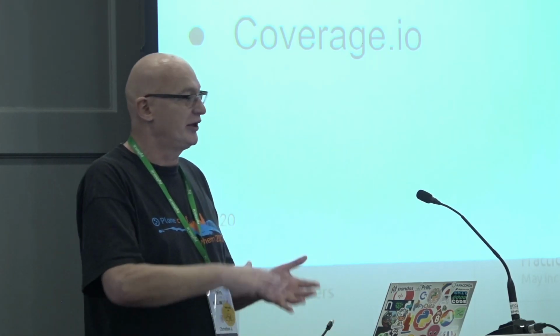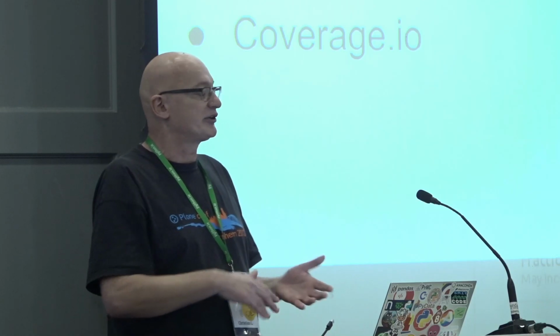And we talked earlier about measuring code coverage. Coverage.io is a really good software as a service which annotates your test coverage directly in your pull request on GitHub or Bitbucket, and you know exactly what lines are covered and what lines are uncovered.